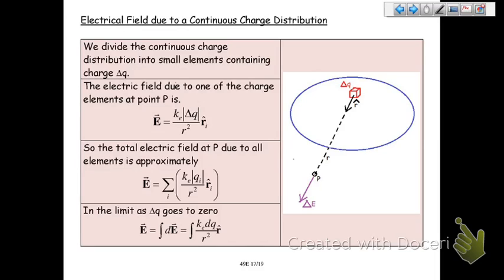So what we do is we divide a continuous charge distribution into small elements of charge delta Q. For each one, the equation is going to be our standard equation, which is E is equal to k_e times my little bit of charge over r squared times the unit vector pointing in the right direction. So the total electric field is the sum of all these little bits. And if I take this to the limit, then I get the integral of all my little bits. It's the integral of dE, which is the integral of k_e dQ over r squared.